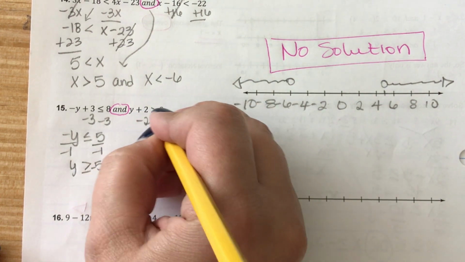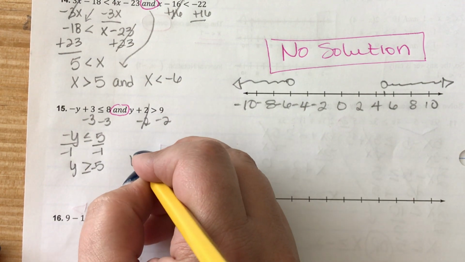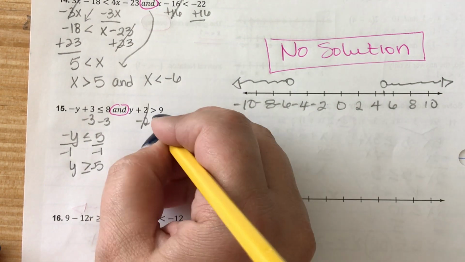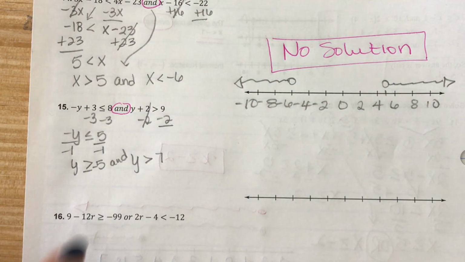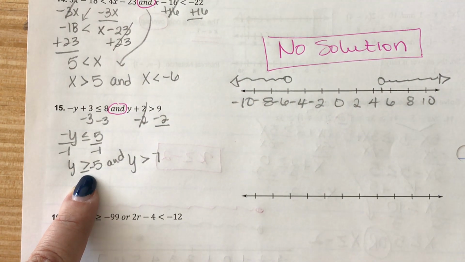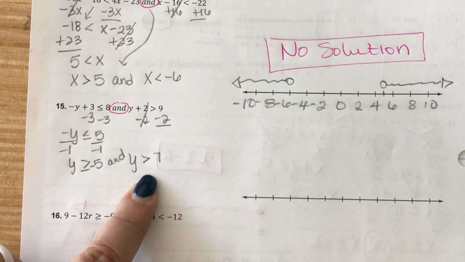On the other side, I'll subtract 2. And I will get that y is greater than 7. And this is an and statement. So I want everything that is greater than or equal to -5 and also greater than 7.